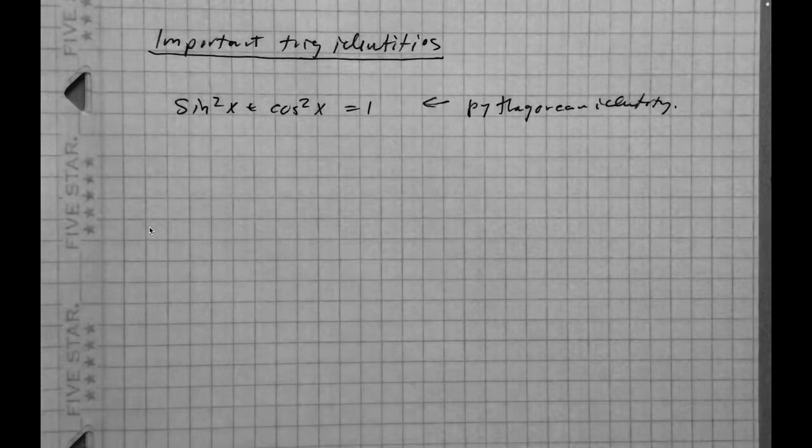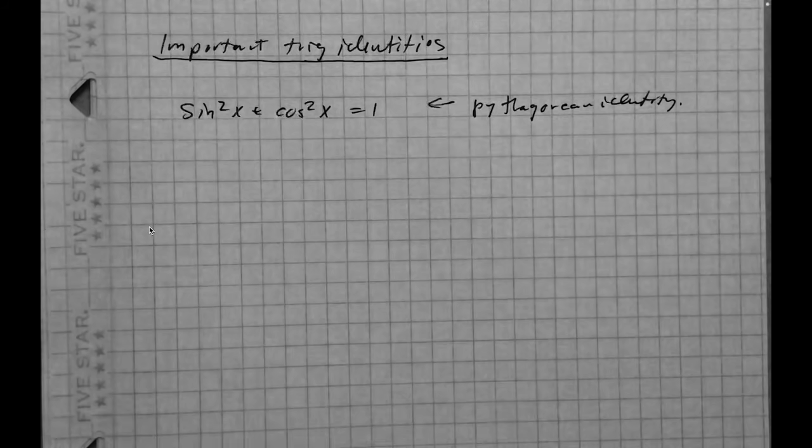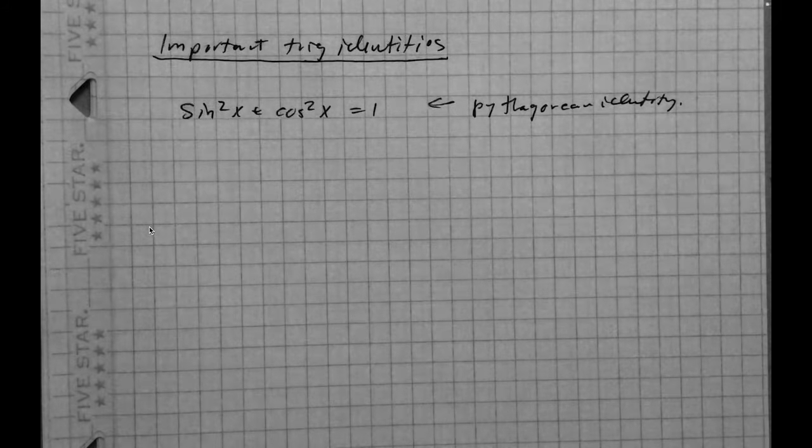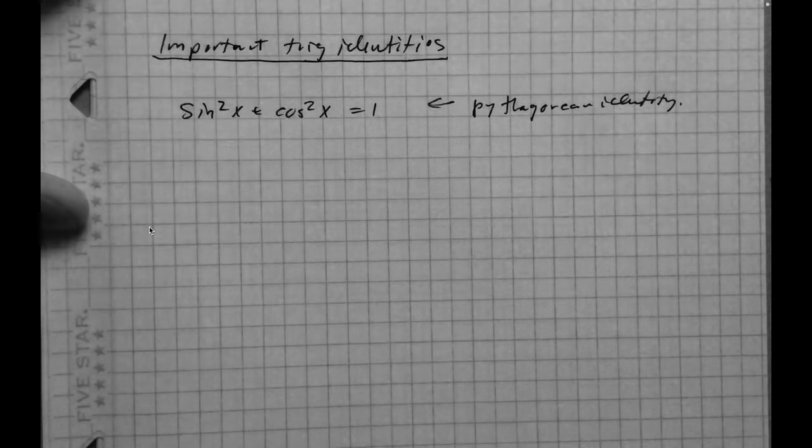We're actually going to start with just cosine and sine. There's also a Pythagorean identity for secant and tangent, which we'll get to in a moment. But we're just going to start with cosine and sine to keep it simple.